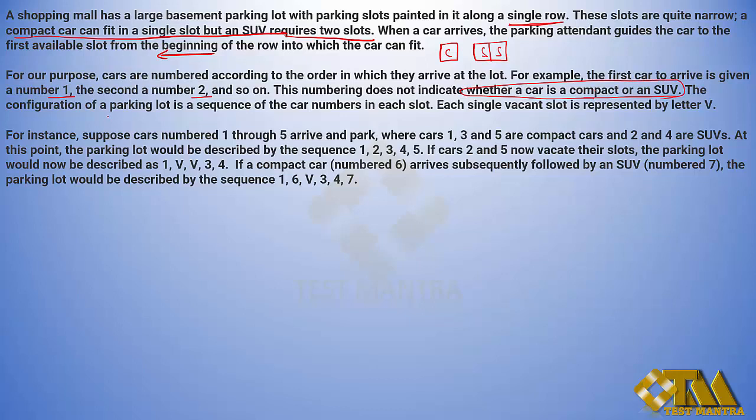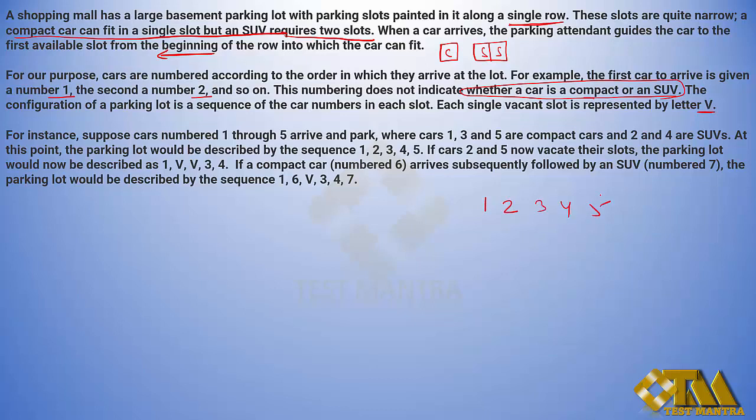The configuration of the parking lot is a sequence of the car number in each slot. Each single vacant slot is represented by the letter V. So I have to use the letter V here. So they had given you an example. For instance, suppose cars number 1 through 5 arrive in the park. So according to this, I'll just mark this. It's given 1, 2, 3, 4, 5.